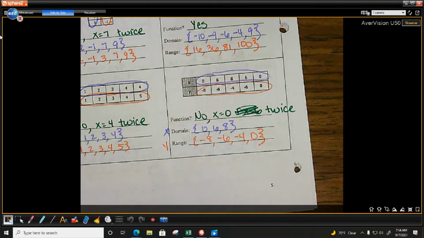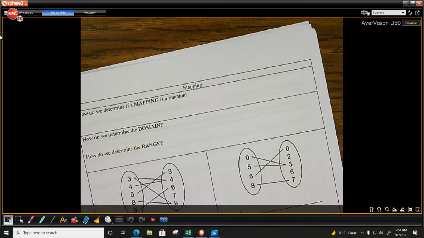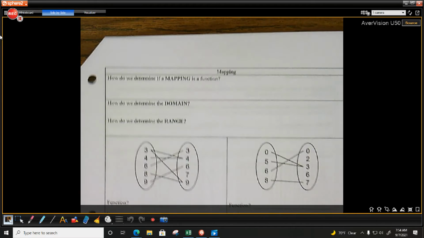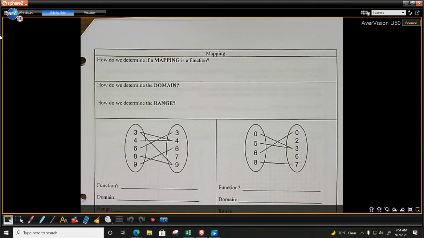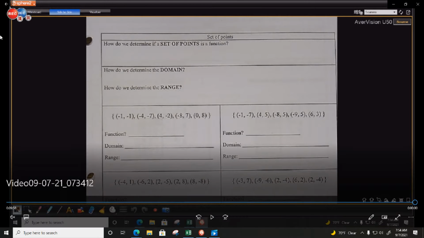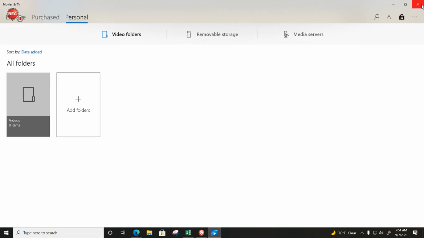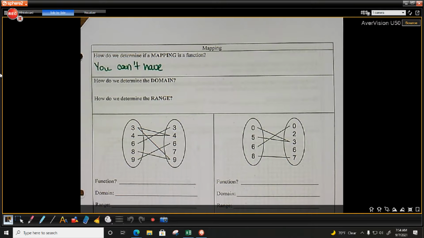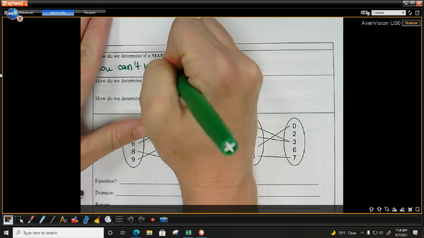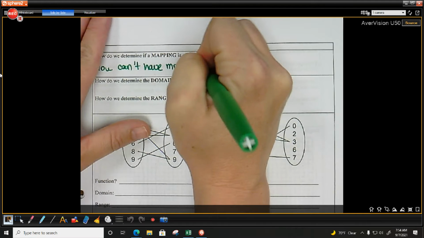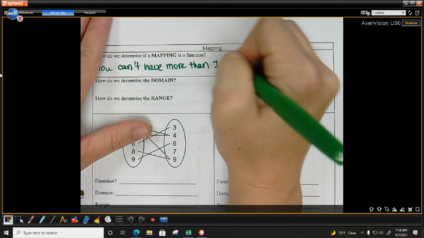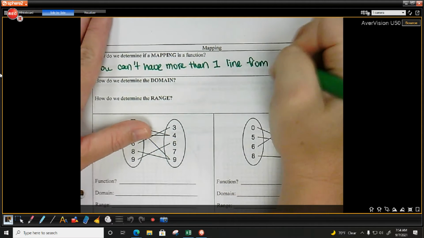Next one, still the same, guys. How do we determine, well, I guess this one's slightly different. How do we determine if a mapping diagram is a function? You can't have more than one line from an x value.